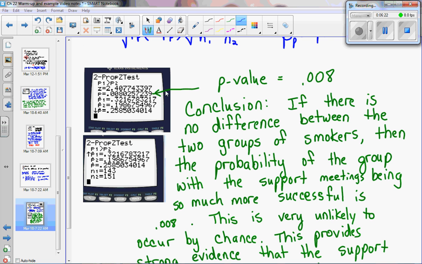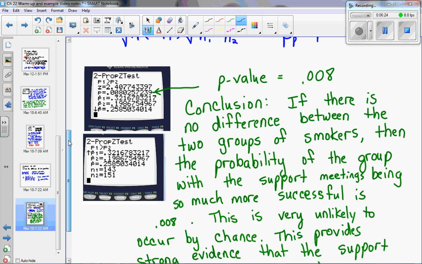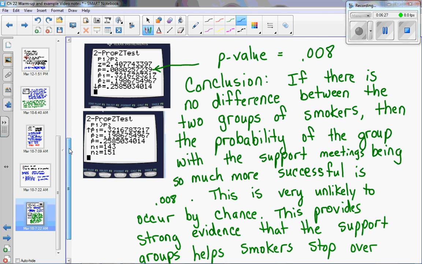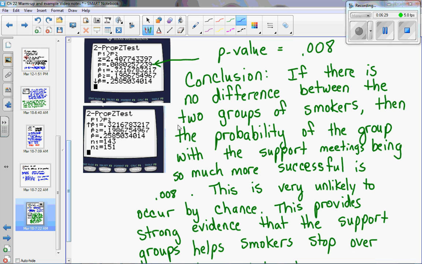So since my p-value is 0.008, here would be my conclusion. And you can see it's kind of long. If there is no difference between the two groups of smokers, that's like saying if the null hypothesis is true, except what I said is better because it adds context. If there is no difference between the two groups of smokers, then the probability of the group with the support meetings being so much more successful is 0.008. This is very unlikely to occur by chance.